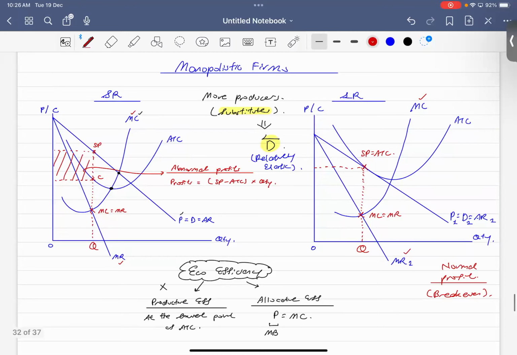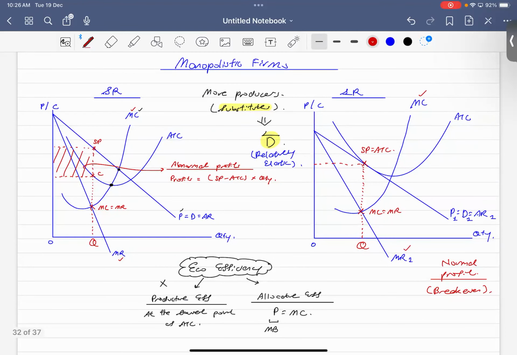Still, we want to see whether they are economically efficient or not. Same thing: did they produce at the lowest point of ATC? No, so they are not productively efficient. Did they produce at the point where price equals MC? Price is here, MC is here, so the intersection will be here. They are not producing there either. So they are neither productively efficient nor allocatively efficient.